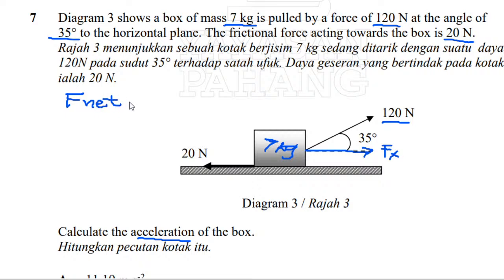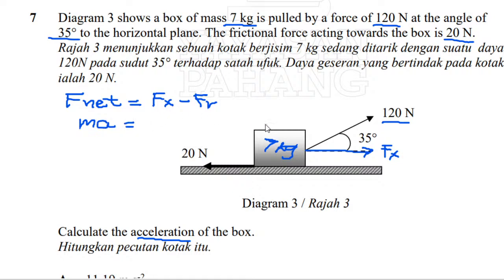Fnet will be equal to the force acting on the right minus the frictional force. Frictional force will be opposite to the motion of the object. So here the Fnet will be equal to Fx, the one that you resolve, minus frictional force. Okay, so Fnet is equal to ma.